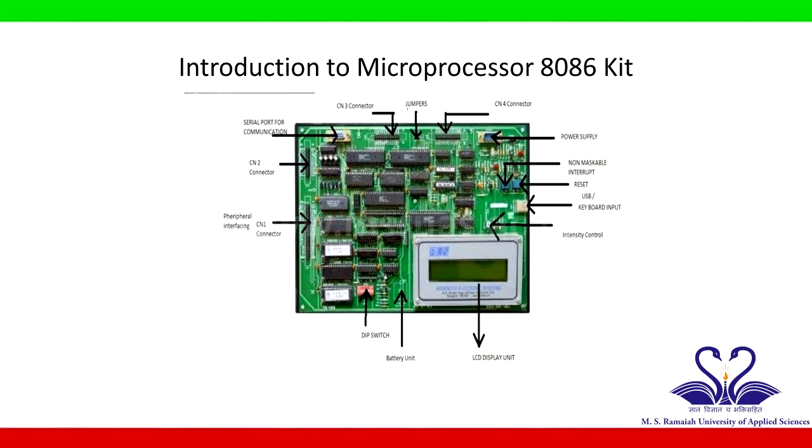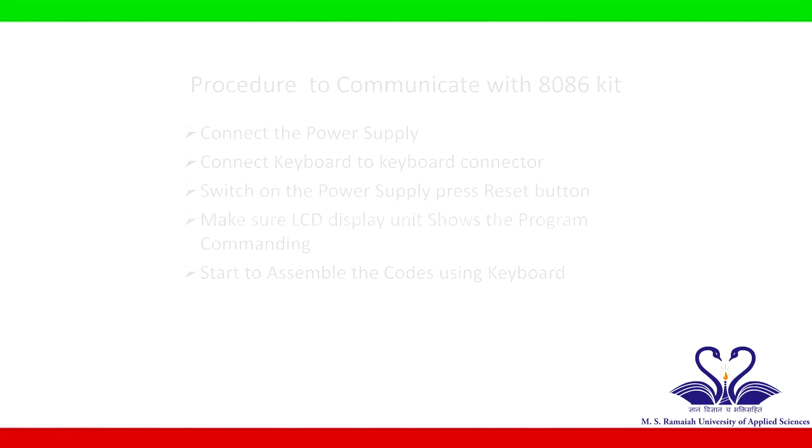There are several jumpers in the 8086 kit which are used to select various modes of operation. The position of these jumpers are changed based on the experiment to be conducted with reference from the respective study card. Normally, the position of these jumpers are unchanged for most of the experiments.